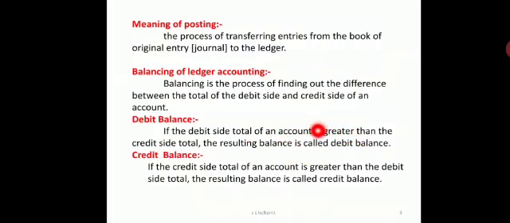So if my debit side is more, credit side is less, I treat it as debit balance. And similarly, if my credit side is more and debit side is less, I treat it as credit balance. For example, debit side total is 1200, credit side total is 1500. The difference of 300 is treated as my credit balance.